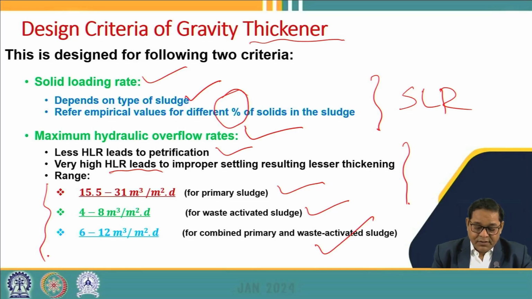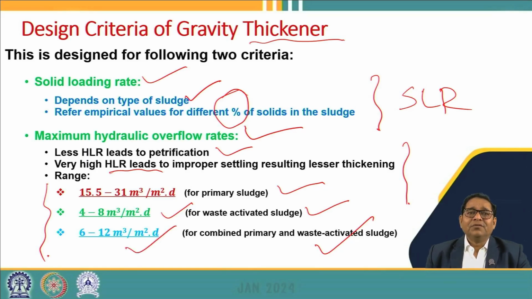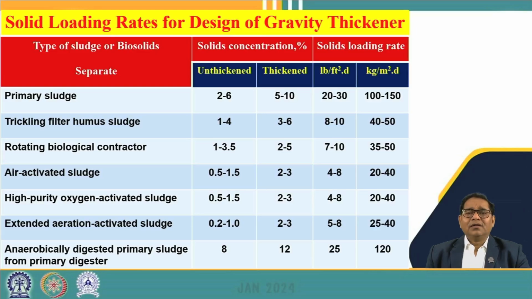For primary sludge, it is 15.5 to 31 meter cube per meter square per day, whereas in the case of waste activated sludge, this value is much lower, 4 to 8 meter cube per meter square per day, because here the sludge solids are stabilized in nature. And then for mixed sludge, the value is in between these two, 6 to 12 meter cube per meter square per day, which has to be taken for the design of gravity thickeners depending upon the type of sludge. That is the solid loading rate we were discussing.